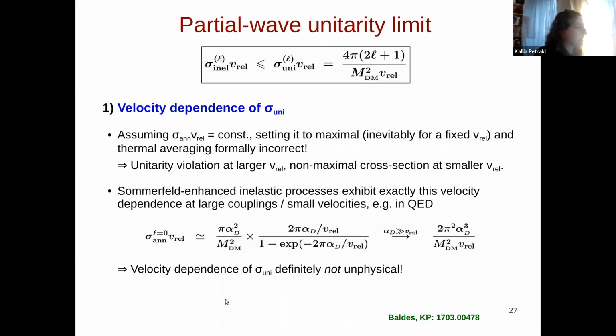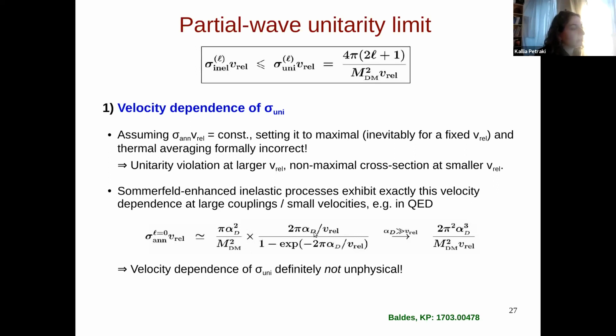And so we can find the answer in considering long-range interactions. So let us take the example we had before, the annihilation cross-section of two fermions into two light dark photons. We have this constant factor for sigma v that comes from the tree-level cross-section, enhanced by the Sommerfeld factor that you see over here.